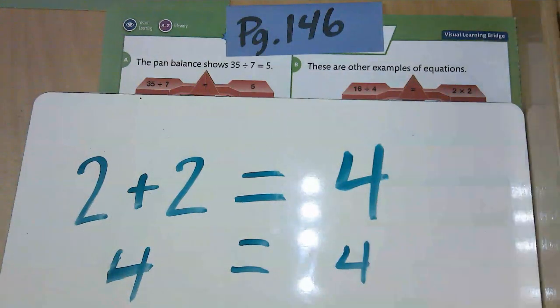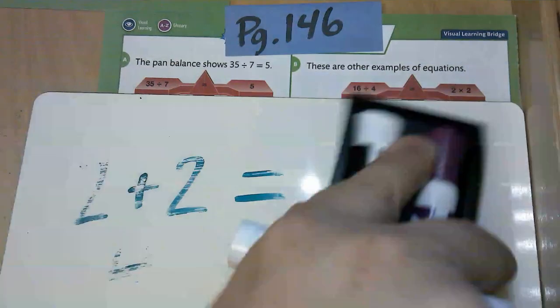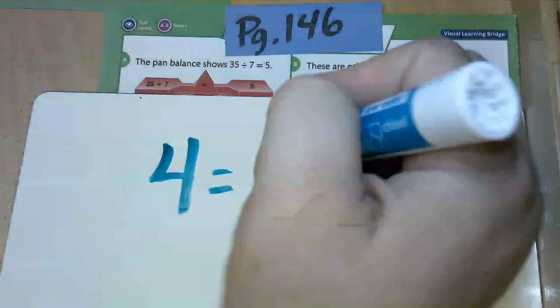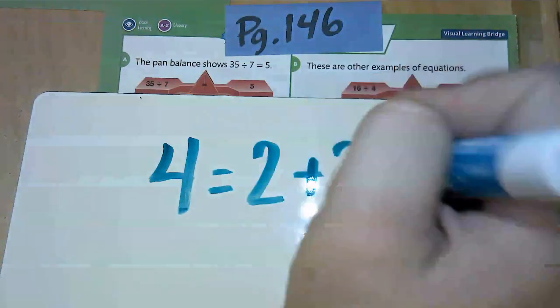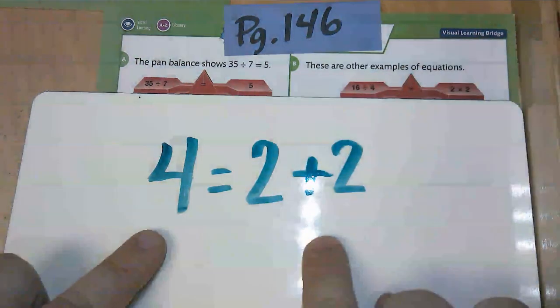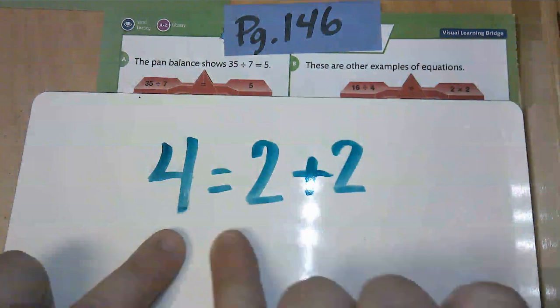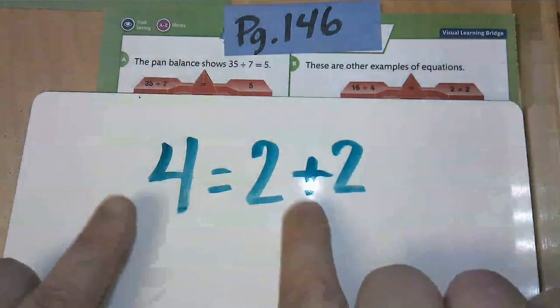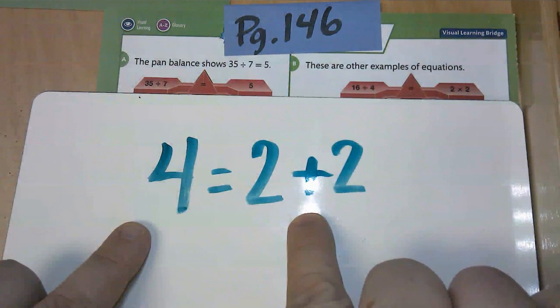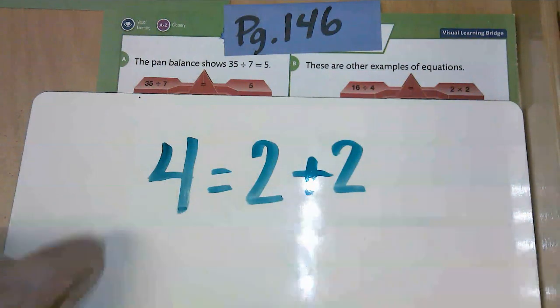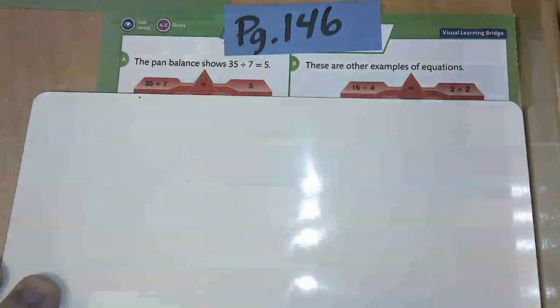Which is the same reason why when we have a problem and it's set up in the opposite direction, 4 is equal to 2 plus 2, it doesn't matter which side our operation is on, because all that we care about is that both sides of our equation are balanced, are the same. And so that's why we can do different types of problems.